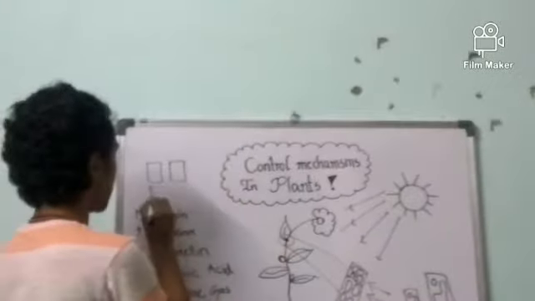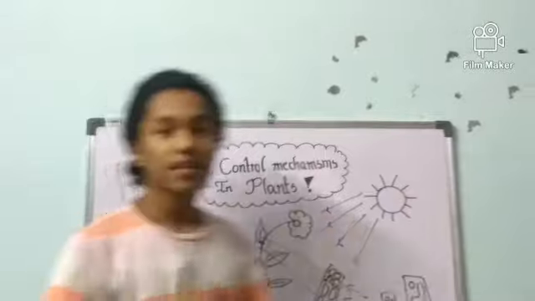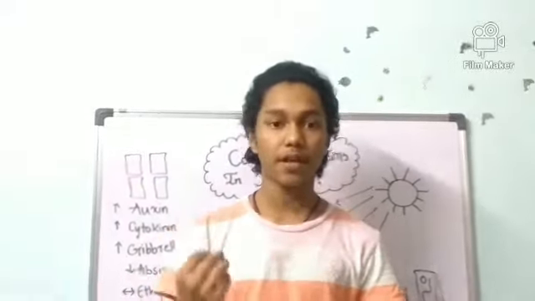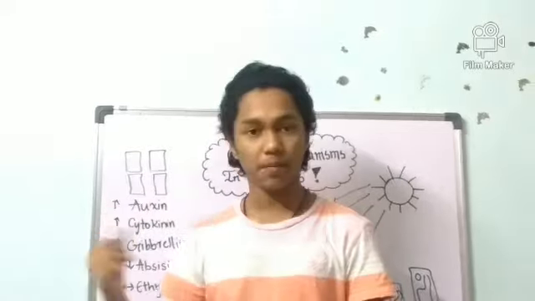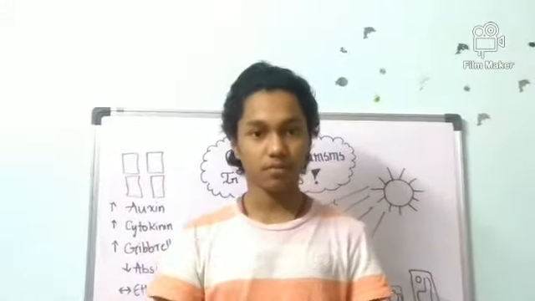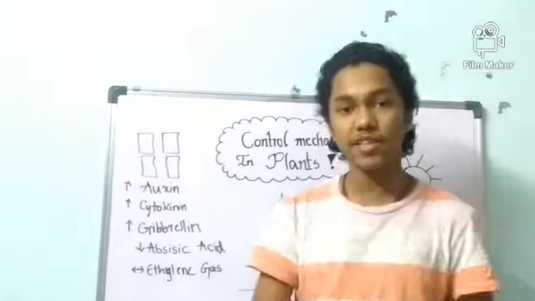Like this, there will be one more cell, and one more cell. Typically, this leads to plant growth. For flowering, you need this cytokinin because obviously you need the cell growth. You need more cells for a bigger plant and a stronger plant, right? So cytokinin plays a major role in those areas.